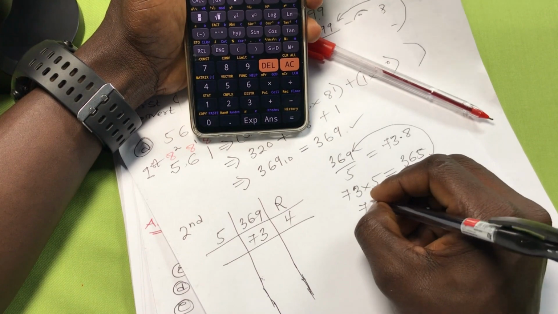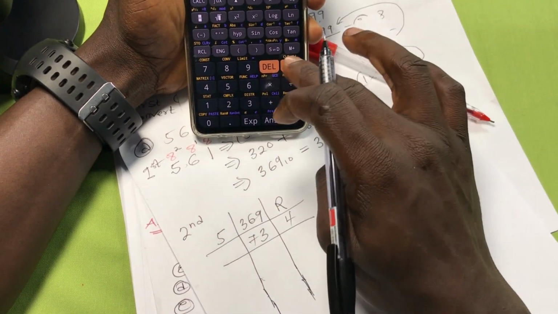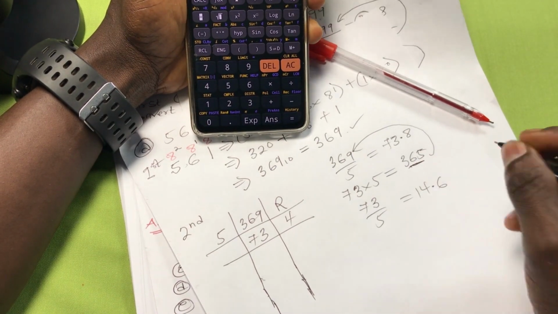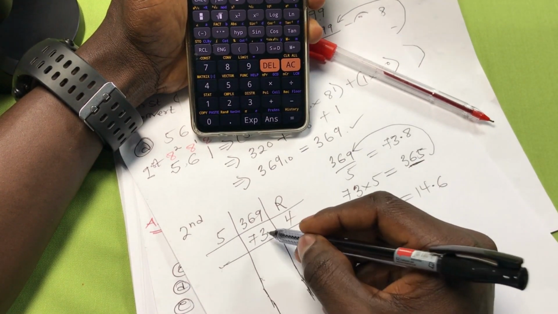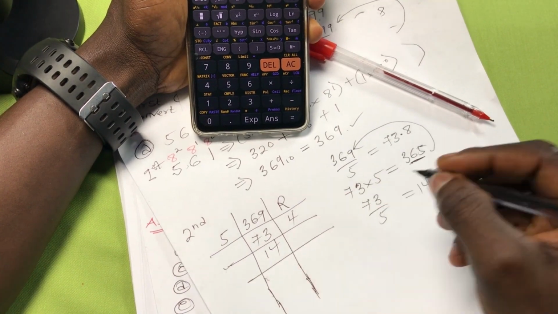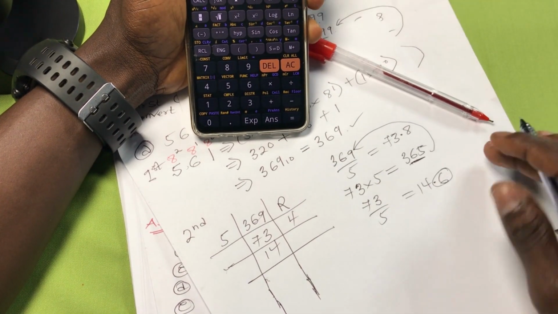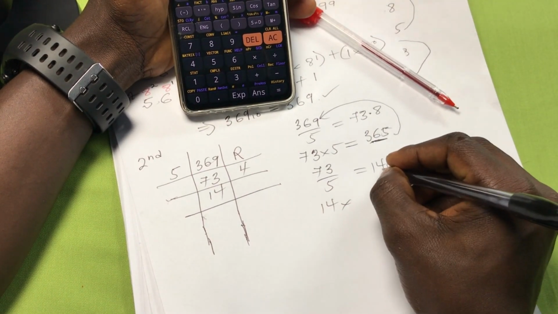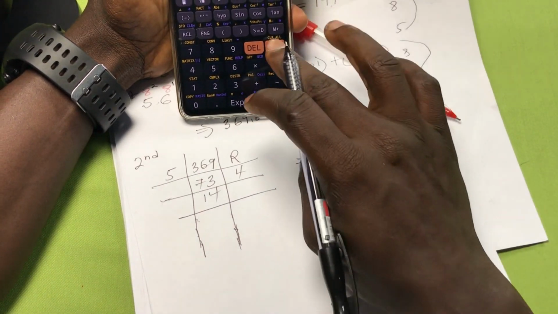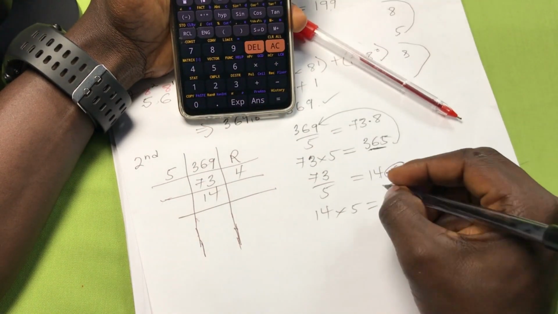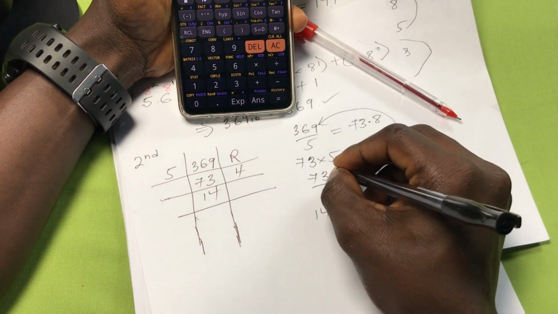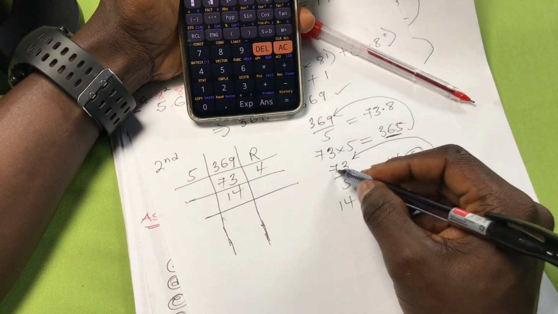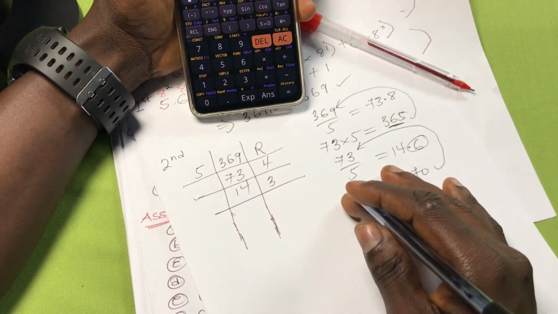So let's go. 73 divided by 5 will be what? That will give us 14.6. So what it means is that 5 will go into 73, 14 times. Remainder what? That remainder represents the 6. To get that specific number, use the 14, the first number, to multiply the base here. So 14 times 5 is 70. Immediately you get your result, you take it from 73. So 73 minus 70 is 3.